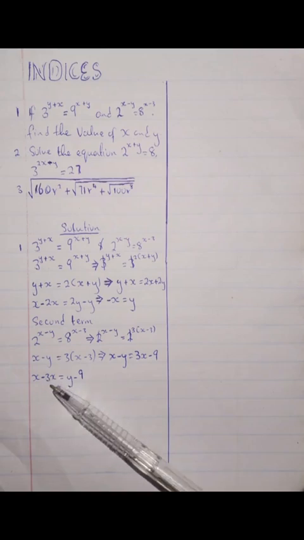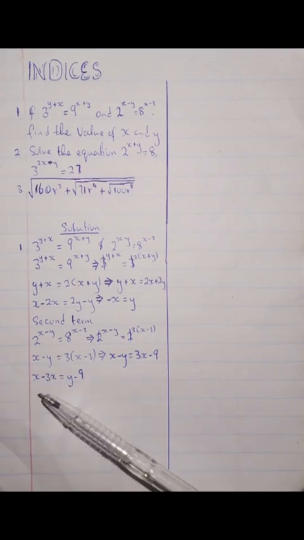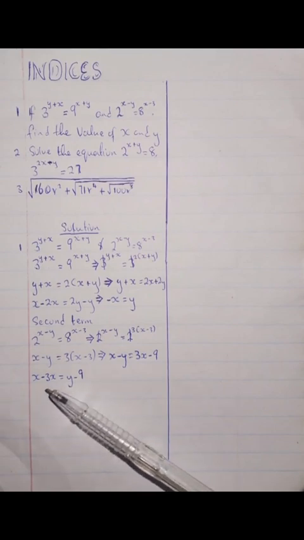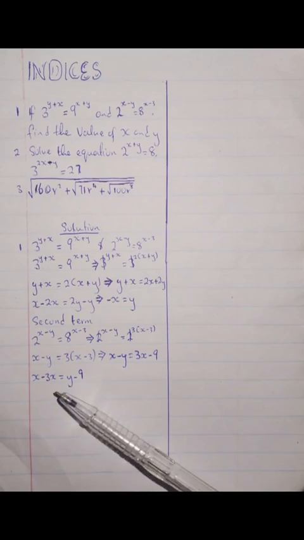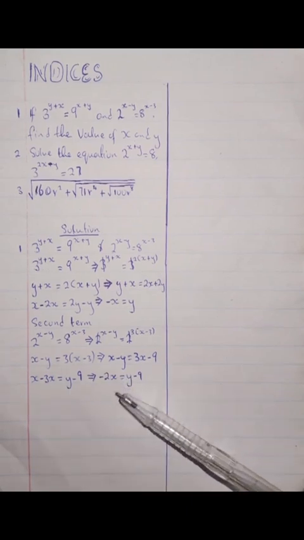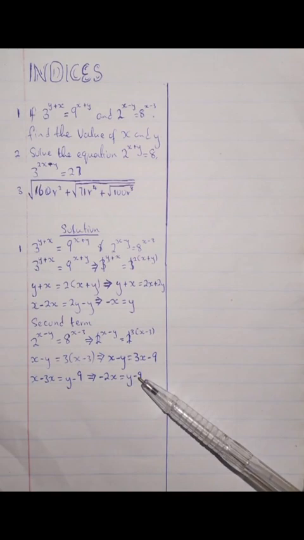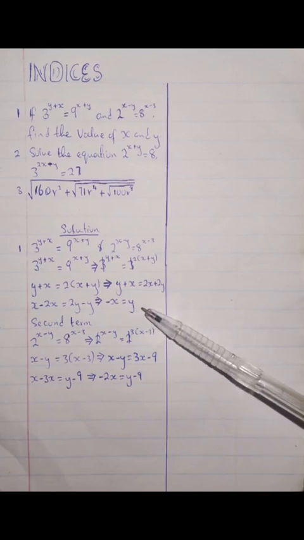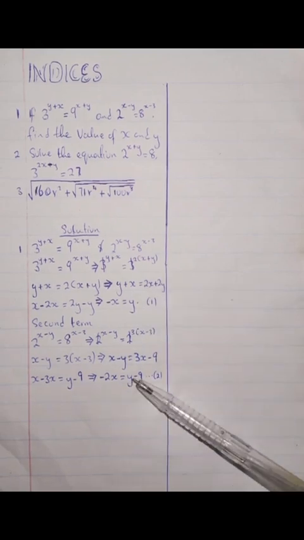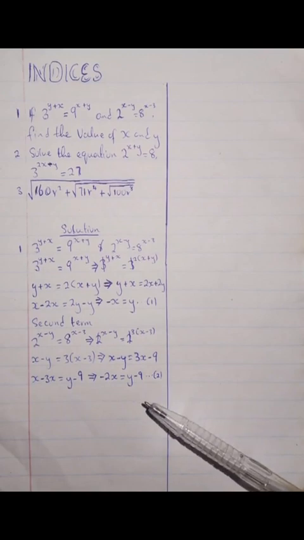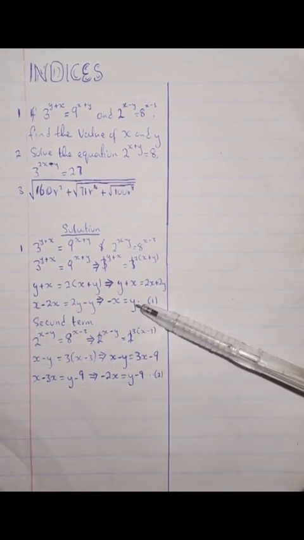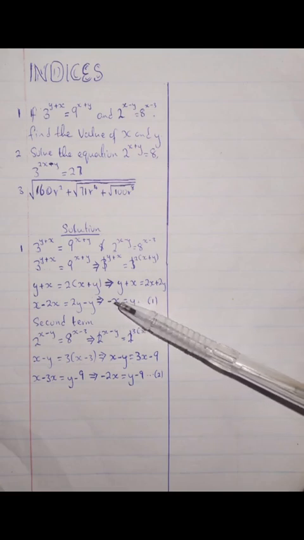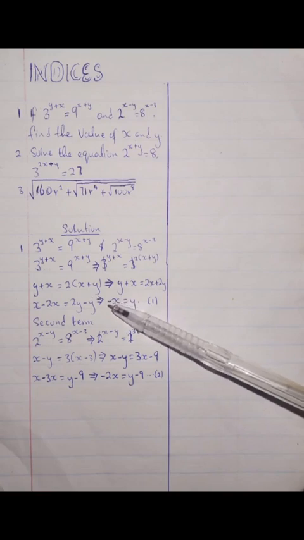Solving this, x minus 3x is equal to minus 2x, so we would have minus 2x equals y minus 9. So now we are supposed to call this one equation 1, and we call this equation 2. Also, if you look at this side, you can see that y is equal to minus x, same way minus x is equal to y, and here we have minus 2x equals y minus 9.